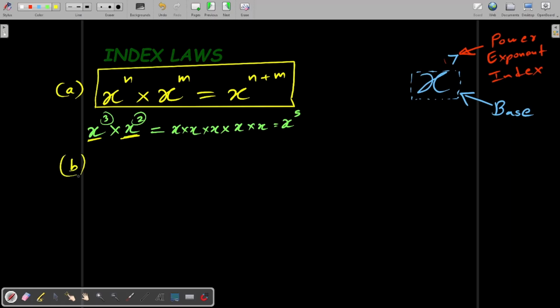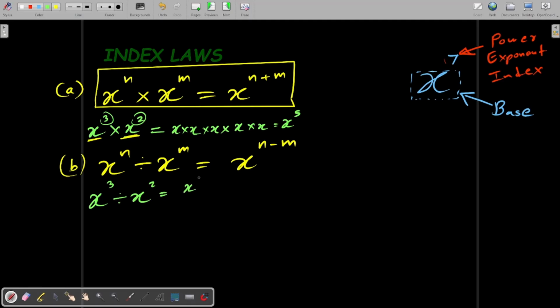Moving on to the second law. If the bases are the same in a division, powers get subtracted. So this goes as n minus m. Okay, I will do an example for that one too. You can consider x to the power 3 divided by x to the power 2. This you can think of as a fractional term, x to the power 3 divided by x to the power 2.